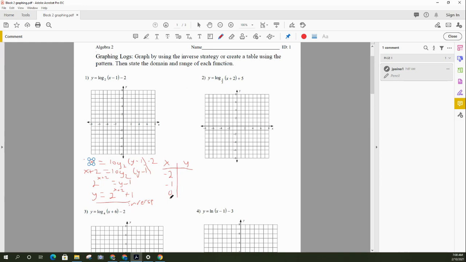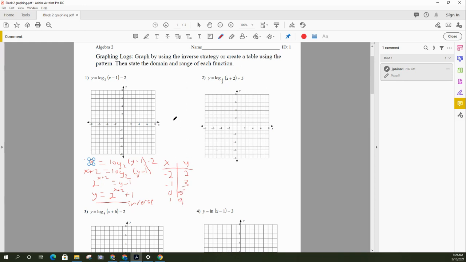Again, if you do anything bigger than that, it might be off the chart. This base is pretty small, so we could do another one if we want. If I plug in -2, that makes the exponent 0. 2 to the 0 is 1. 1 plus 1 is 2. Plug in -1, 2 to the first is 2. 2 plus 1 is 3. Plug in 0, now we get 2 squared, which is 4, plus 1 is 5. Plug in 1, you get 2 to the third, which is 8. 8 plus 1 is 9.